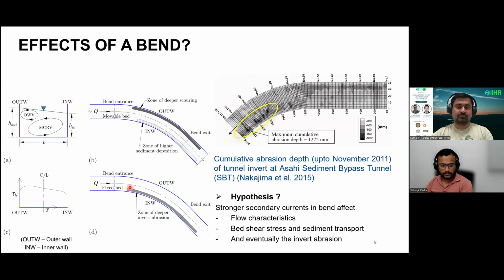However, in case of a sediment bypass tunnel, it is actually different. We have a fixed bed, let's say a concrete bed. The bed shear stress was not studied previously, and it was anticipated that the bed shear stress is higher toward the inner wall, and as a result the abrasion takes place more toward the inner wall. However, that is not correct, and that is the major finding of the study.